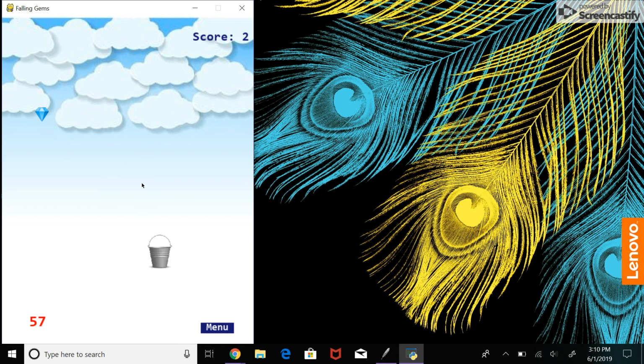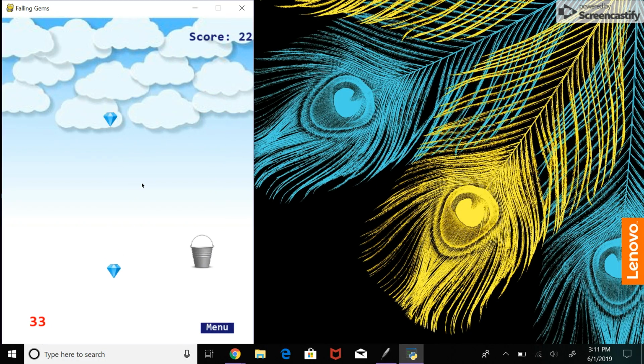As you can see, I can move the bucket from left to right, and the score of how many gems I have collected is displayed at the top right-hand side of the screen in order for the user to be able to see how many gems they've collected. There's a timer at the bottom left-hand side of the screen that shows the user how much time they have left in playing this game.